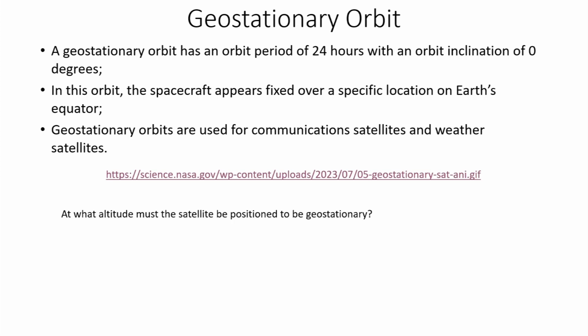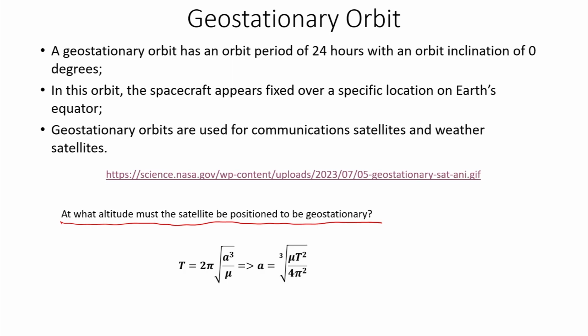So, we can calculate at what altitude the satellite should be positioned so that it is geostationary. Already we said the period of the satellite should be 24 hours.